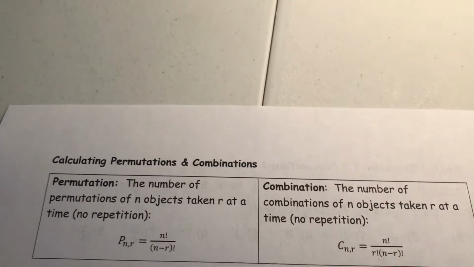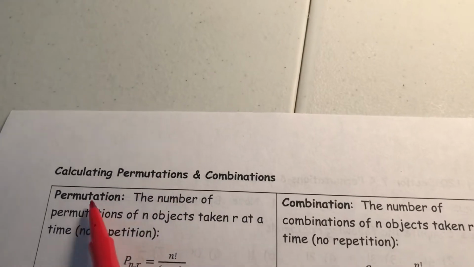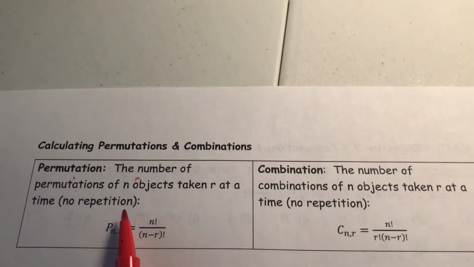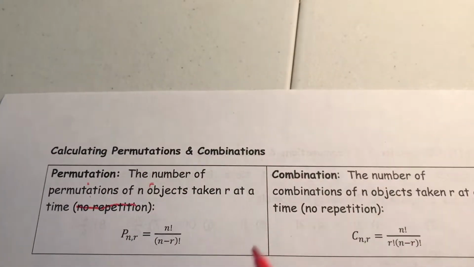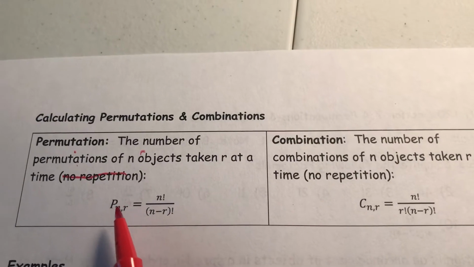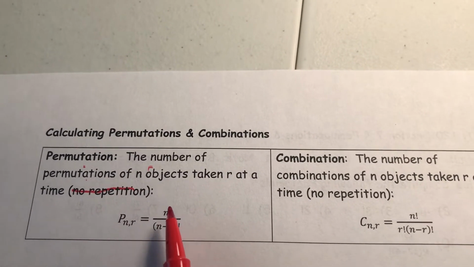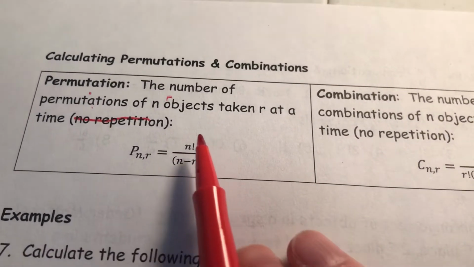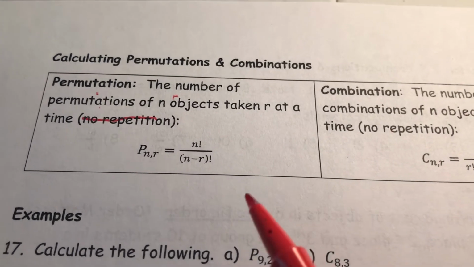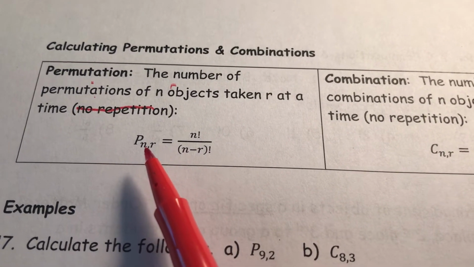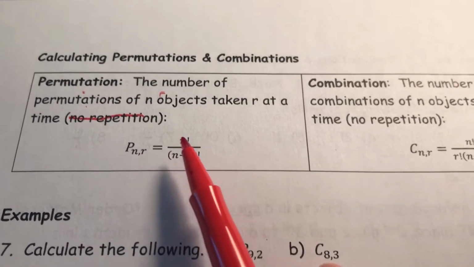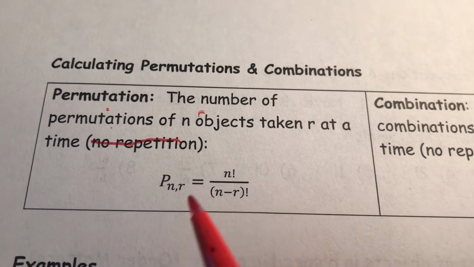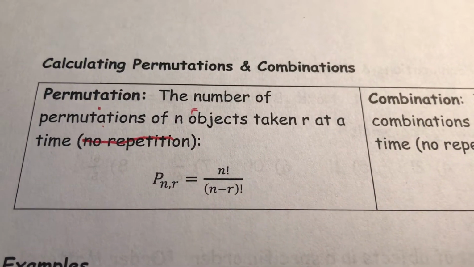For a permutation, the number of permutations of n objects taken r at a time, no repetition. I don't even know why I write that in there. It doesn't matter in this class. P(n, r) equals n factorial over n minus r factorial. So this is the formula for permutation. If you're looking at n objects taken r at a time, it's n factorial over the factorial of the subtraction n minus r. And I'll tell you right now, n is always greater than r.